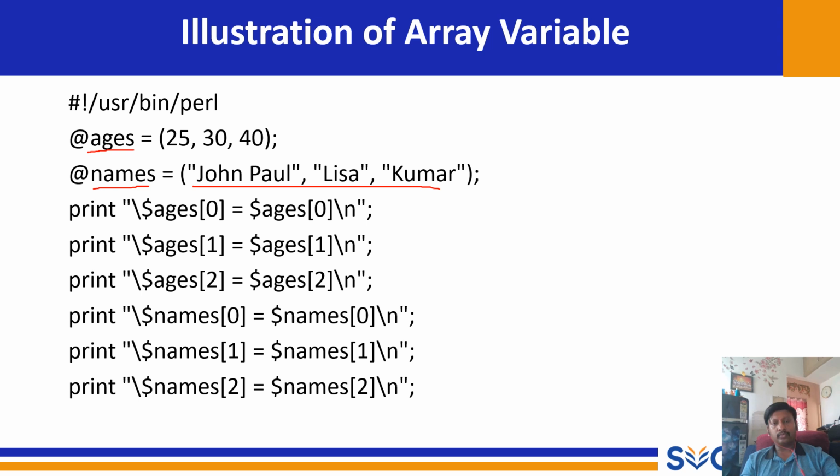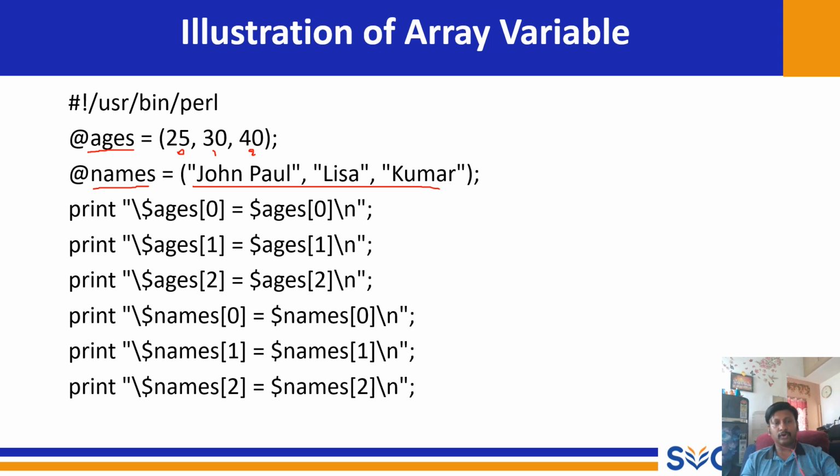Now, if you want to output this line, that is print in double quote slash $ages[0] equals $ages[0]. So what output can you expect? You can expect an output like $ages[0] equals. Generally you know the arrays store the scalars from the 0th position. So this is the 0th position, this is the first position, this is the second position.